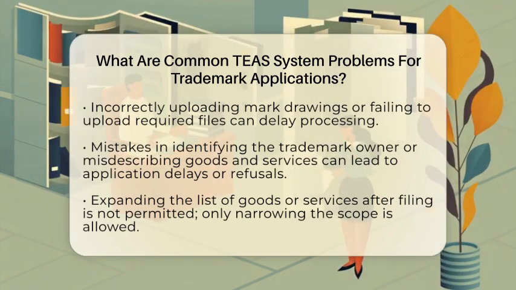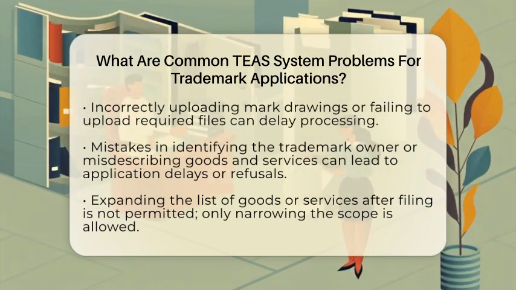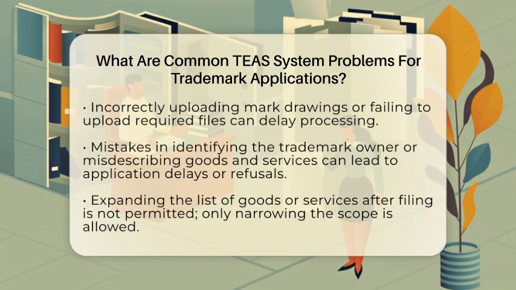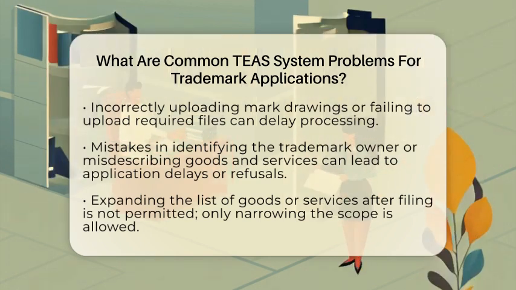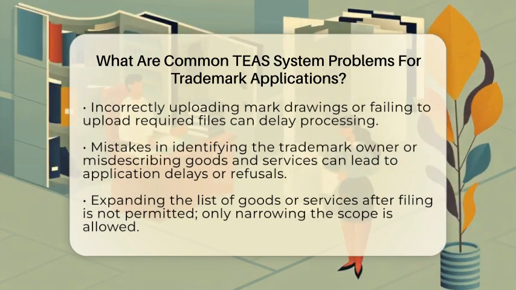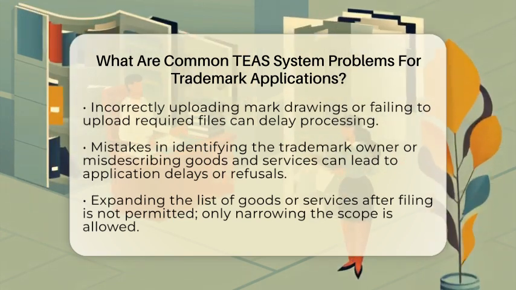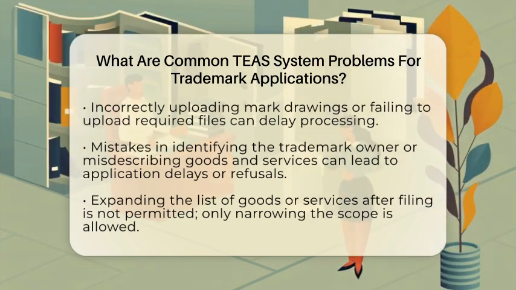Another common technical issue involves electronic signatures. When you sign your application online, especially if you manually type the owner's name instead of selecting it from a drop-down menu, the signature link can fail. If the mark drawing type requires uploading a file and you don't do that correctly, it can cause delays. Sometimes, the system experiences outages or glitches, which can temporarily prevent submissions or cause errors during the process.